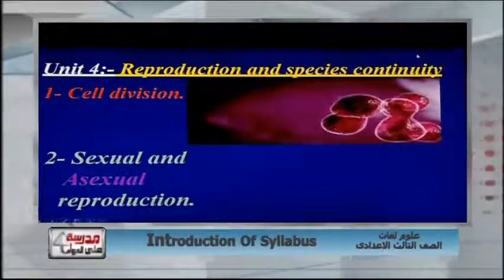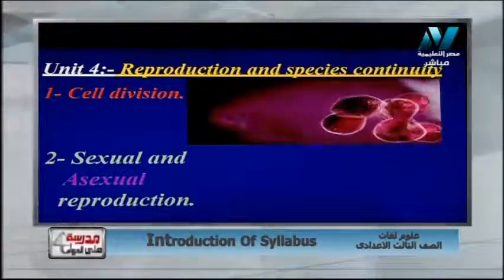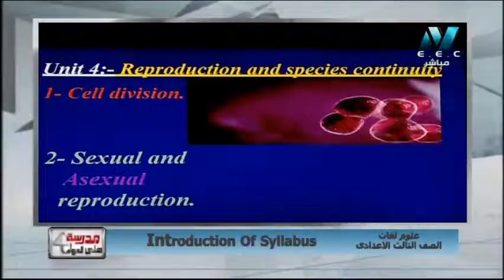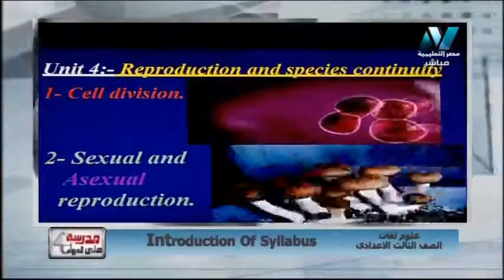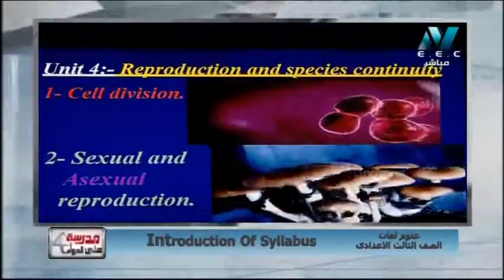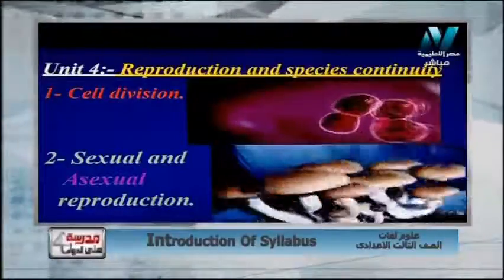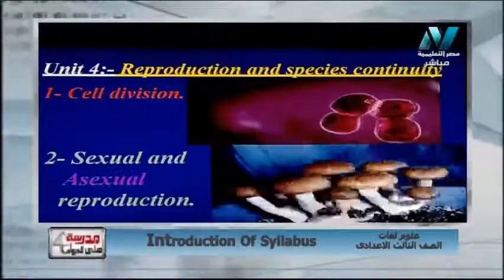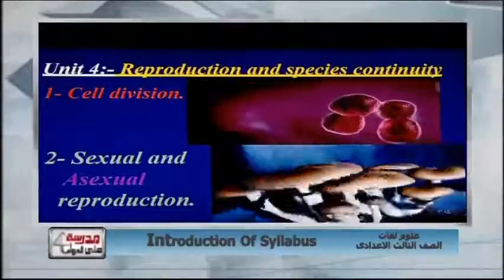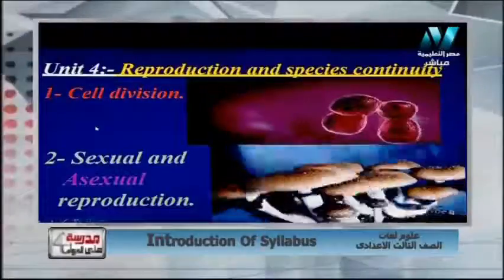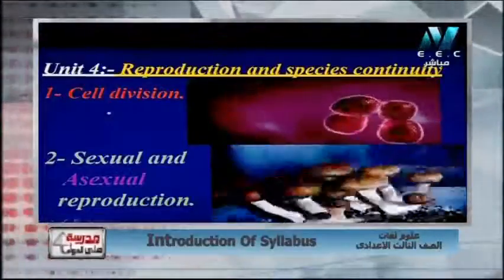Number 2, we have sexual and asexual reproduction. We studied sexual reproduction before in second prep, between male and female. But this year we will study the ways of asexual reproduction, such as in a mushroom. A mushroom is not a plant, it is a fungus. It does asexual reproduction by a simple and specific method, which we will study in unit 4, reproduction and species continuity, the last lesson in the last unit.